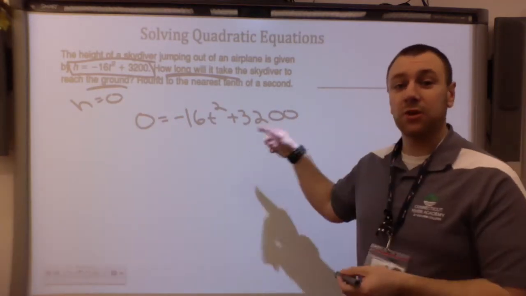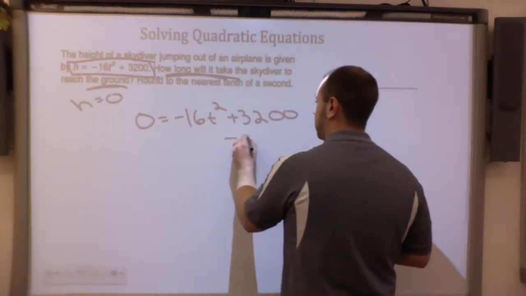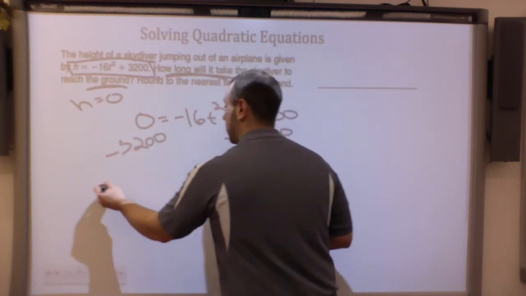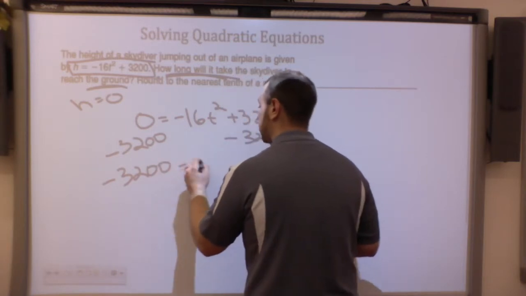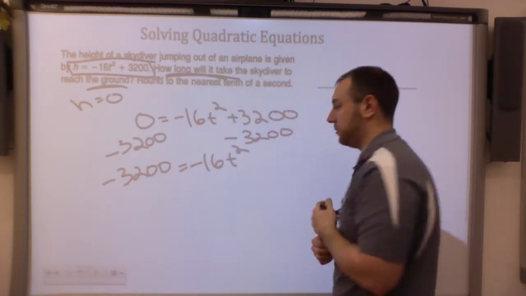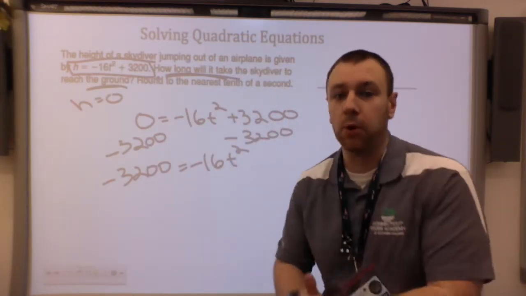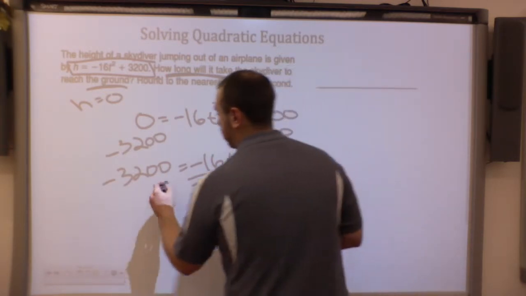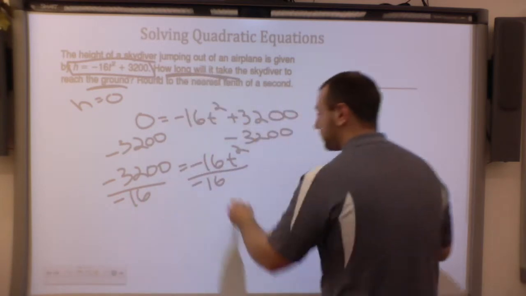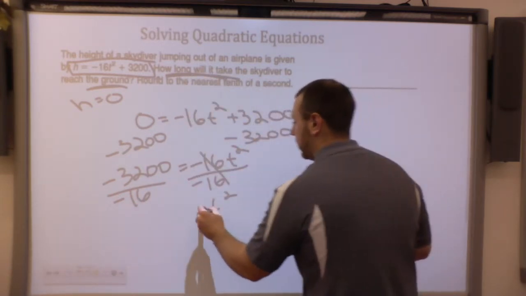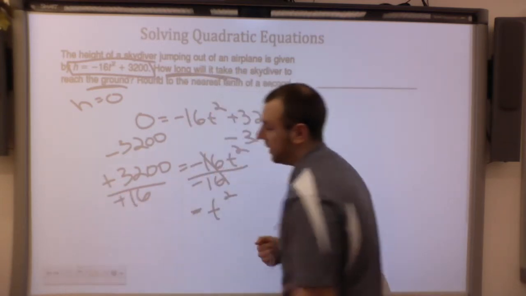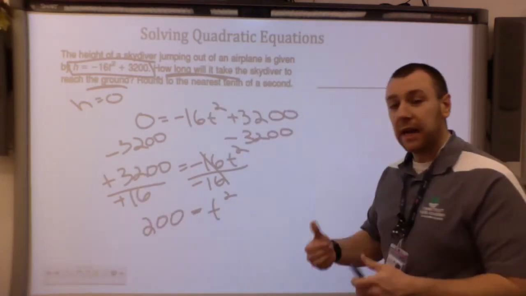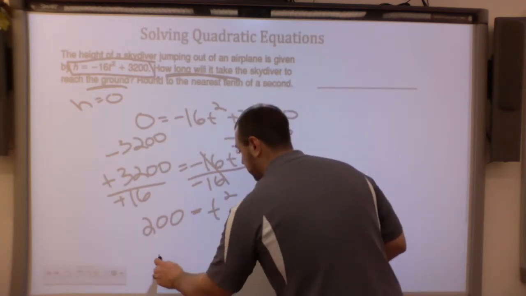I am then going to solve for t. -3200 equals -16 t squared. Negatives are very important. Need to keep those signs. We're going to divide by -16. I got t squared equals negative becomes positive, becomes 200. Now I'm going to find the square root.